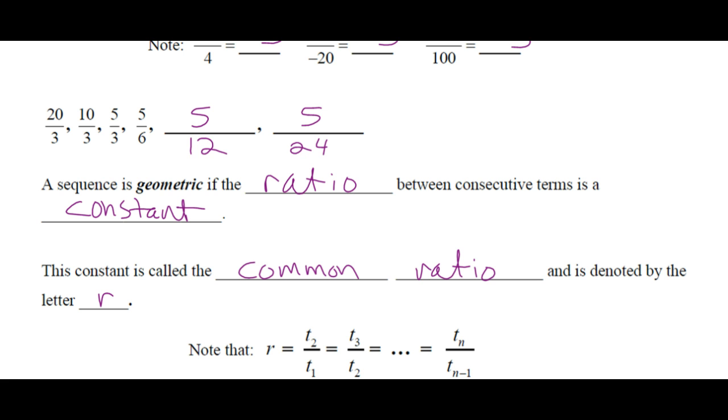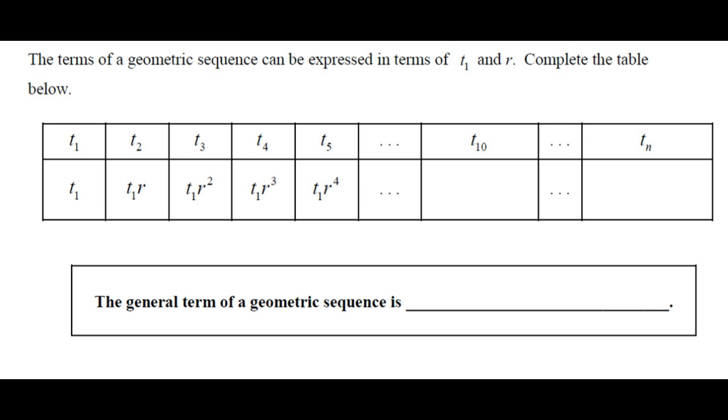In other words, take any term t sub n and divide it by the preceding term, t sub n minus 1. The terms of a geometric sequence can be expressed in terms of t1 and r. Remember with arithmetic we did t1 plus d, t1 plus 2d, and so on. Here we do t1, t1 r, t1 r squared, t1 r cubed, and so on.